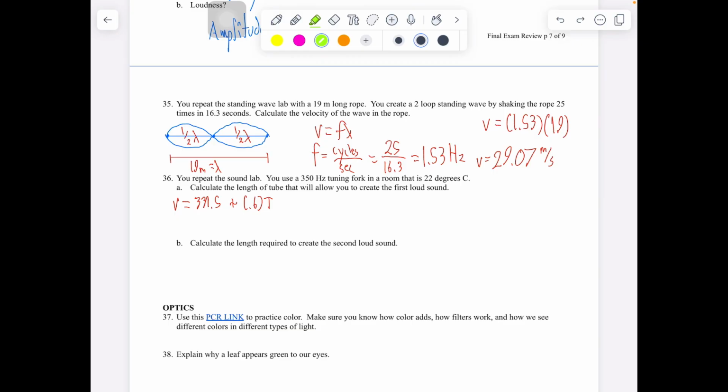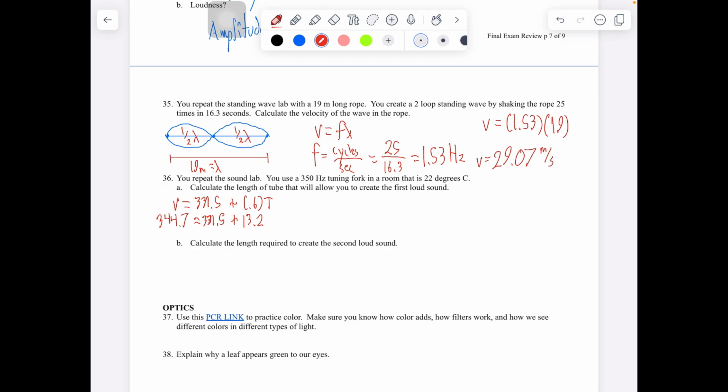Our temperature is 22 degrees Celsius times 0.6. So we get, if we continue on, right over here, this right term is 13.2 plus 331.5. We get 344.7 for the velocity of sound.